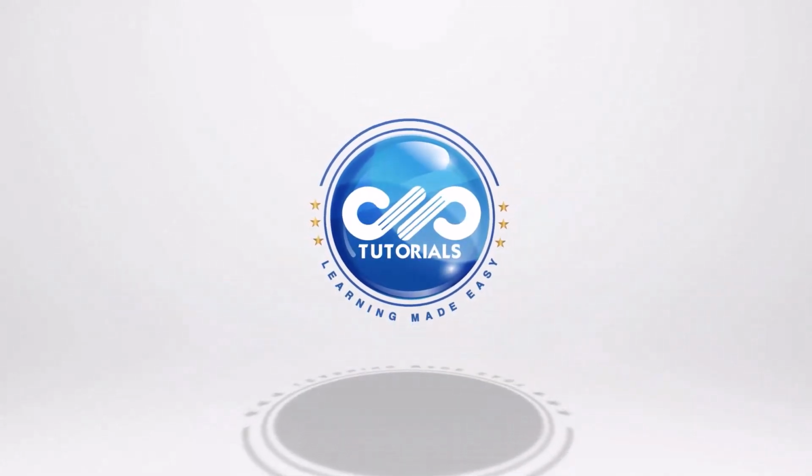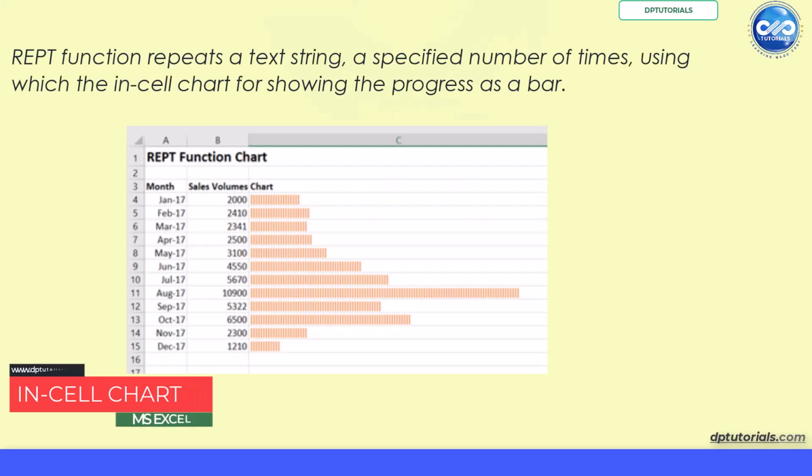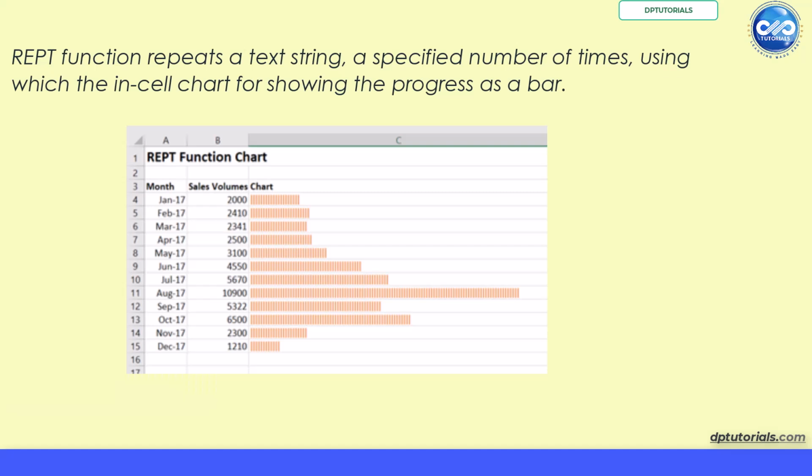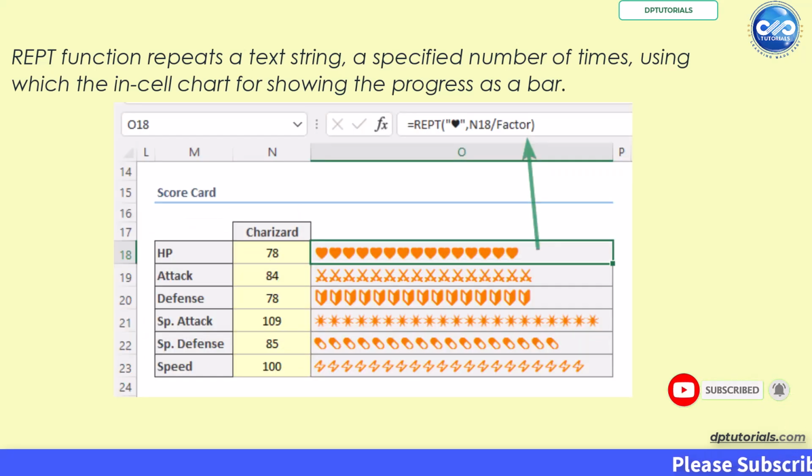Welcome back to dptutorials. In this video, let us learn about the in-cell chart using the repeat function. Purpose: the repeat function repeats a text string a specified number of times, using which we can create the in-cell chart for showing progress as a bar. This is a great way to visualize data without having to create a full-fledged chart.